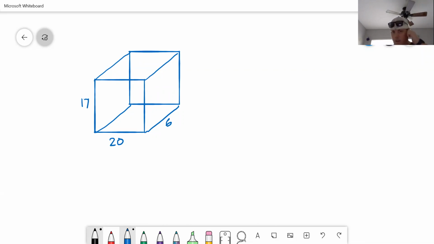Now, this one's different than the last one, right? Because it doesn't have a circular base. A cylinder has a circular base, right? This one has a rectangular base, but it's still a prism. A cylinder is not called a prism, though. It's called a cylinder because it's circular. But you find the volume the same exact way, right?